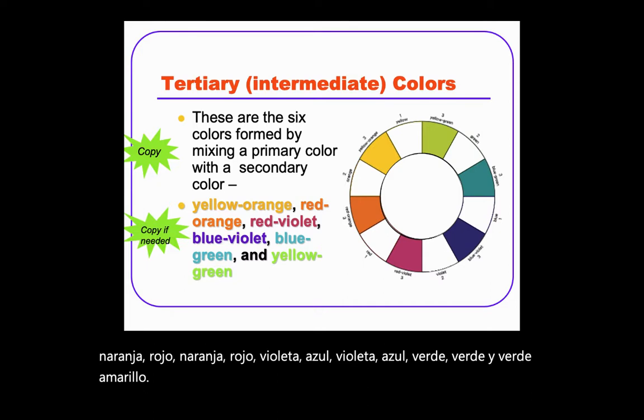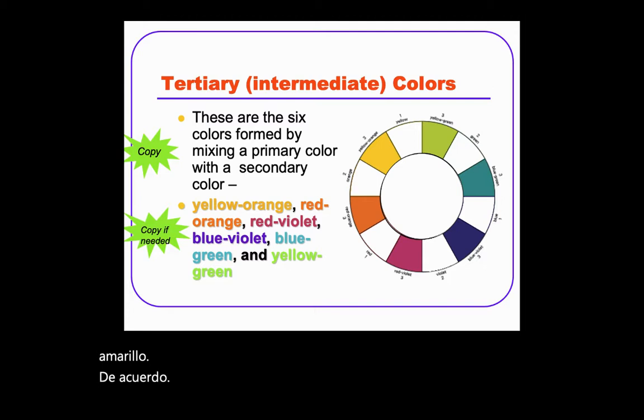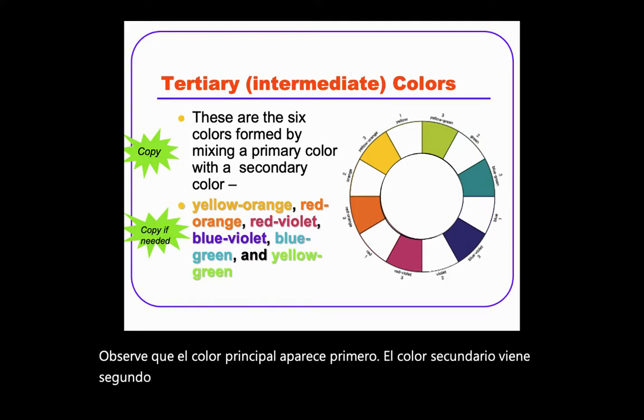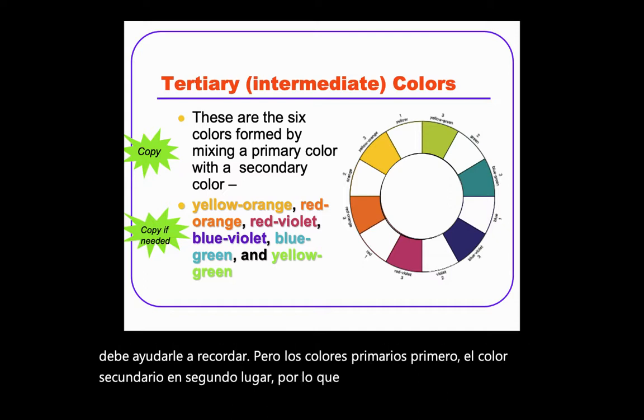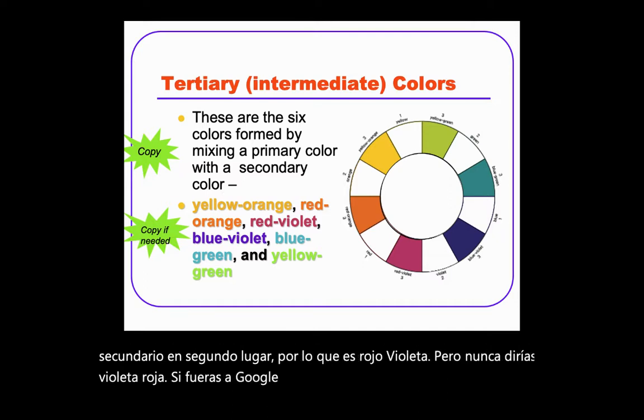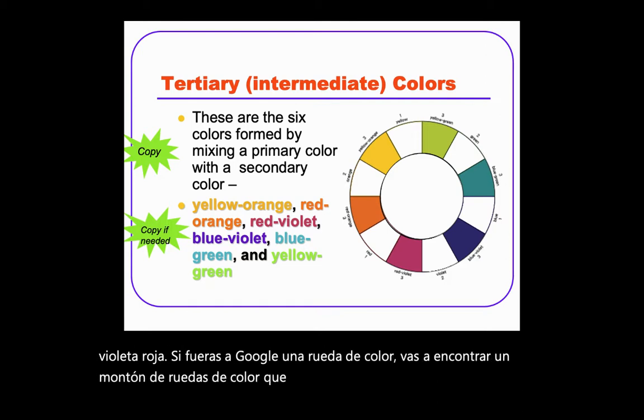Okay. Notice that the primary color is listed first. The secondary color comes second. Primary does mean one, secondary does mean second, so that should help you remember. But primary color is first, secondary color second, so it's red violet. You would never say violet red. Though if you were to Google a color wheel, you are going to find a lot of color wheels that do say violet red. For some reason, that's the only one that they ever mix up.